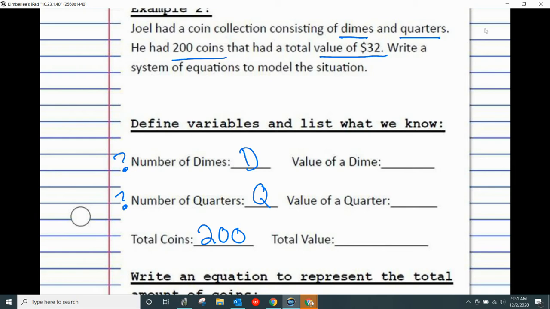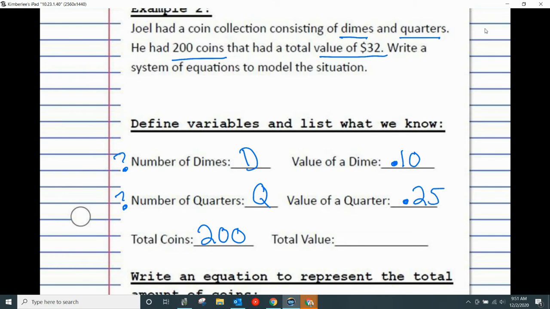Do I know the value of a dime? Of course I do. I know a dime is worth 10 cents. Now, I do not want to write the number 10 because that would mean I'm multiplying by 10. If you're talking about money, we think in terms of dollars. So that's not going to work. So remember, when you're using coins or change in a word problem, you have to use a decimal. So that's 0.10, right? I know the value of a quarter. It's 25 cents. So we have to represent that as a decimal, as 0.25.